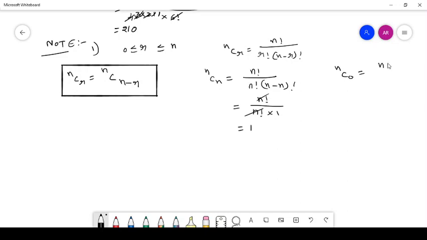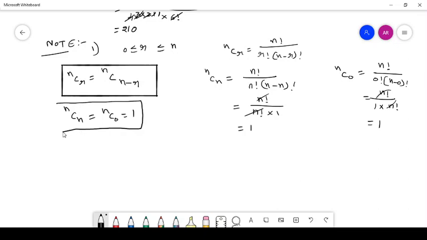And next, nC0. nC0 is n factorial by 0 factorial into n minus 0 factorial. 0 factorial is 1. n minus 0 is n factorial. So n factorial will be cancelled, equal to 1. So nCn is equal to 1, and nC0 is also equal to 1. nCn and nC0 both are equal to 1.